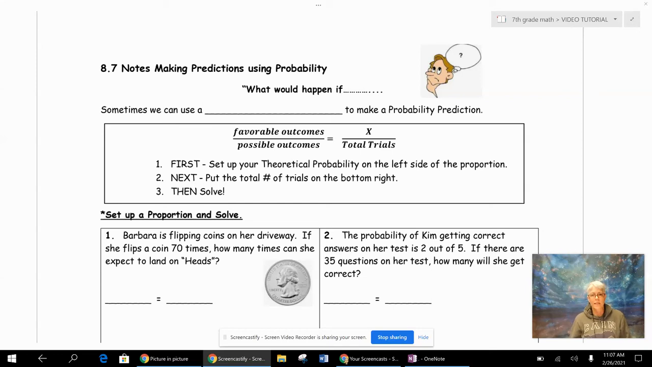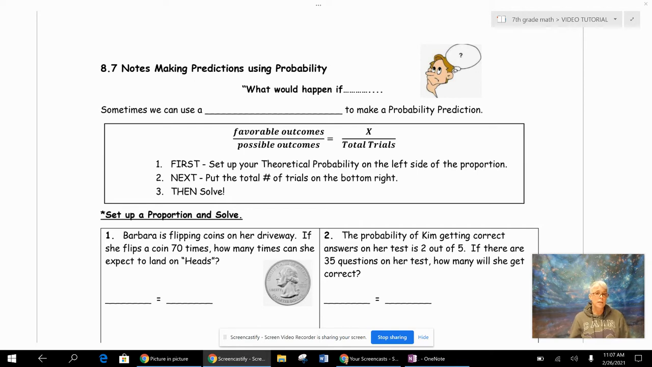Hey guys, today is the last lesson in Unit 8 on probability. And so we are going to be combining what we know about probability, specifically theoretical probability, with setting up a proportion and solving. Now, we did this a lot at the beginning in first semester. We'd set up a proportion, cross multiply and divide.